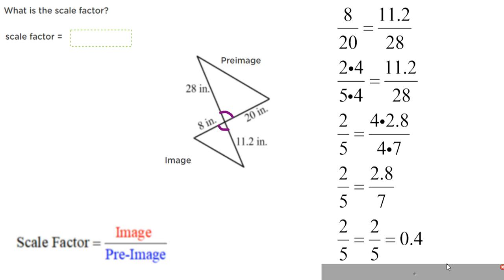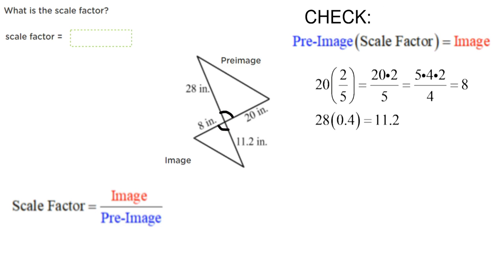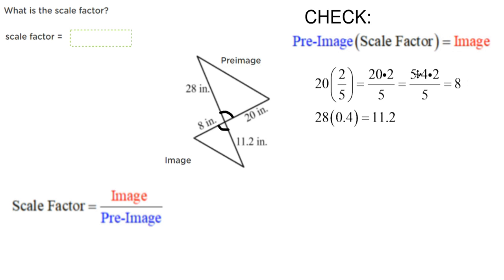To verify that this is correct, we're going to take the pre-image and multiply it by 0.4 to see if we get our image lengths. So our pre-image of 20 times our 2/5, if we wanted to do it that way, remember multiplying across for your fractions, 20 times 2, and we know 20 comes from 5 times 4. Notice how you have a greatest common factor of 5 you can divide out, so 4 times 2 is 8. And remember, your 8 for the image, 20 for the pre-image, that checks out.